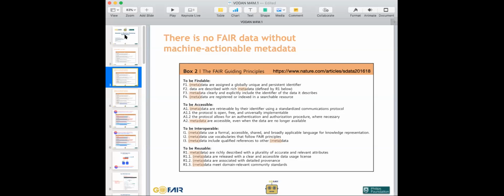You can say that when the machine is performing these F, A, I, and R operations, it's guided by the metadata content. So the machine has to be able to read the metadata and interpret it, and then use that as the basis of assisting the human researcher in how to do its work. And I think we can say pretty safely, there is no FAIR data without machine-actionable metadata. So we can see immediately there's going to be a need for this.